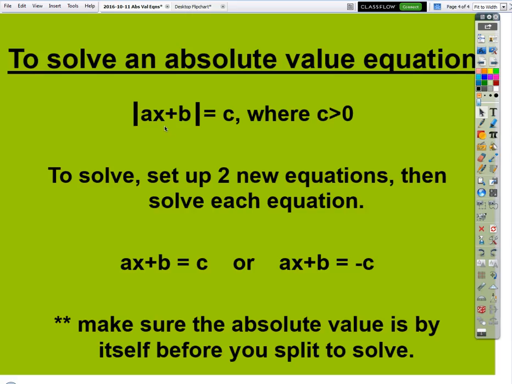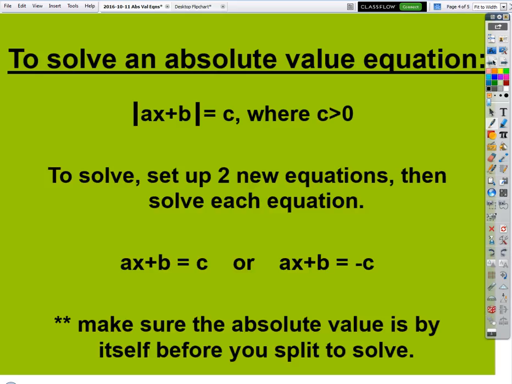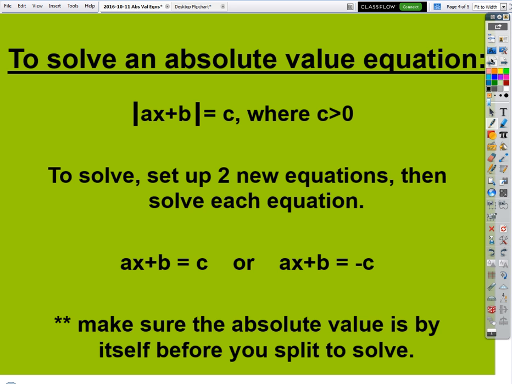Okay? So we could go one step further than that. What if we go to a situation where it doesn't look exactly like that to begin with? Say we want to do something like 2 times the absolute value of x minus 1, plus 3 equals 13. How am I going to solve that guy? If I could get it to look like that, I could do it, right? But what do I have to do to make that equation have that look?